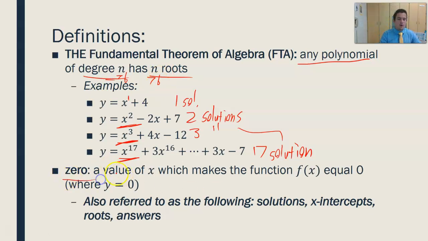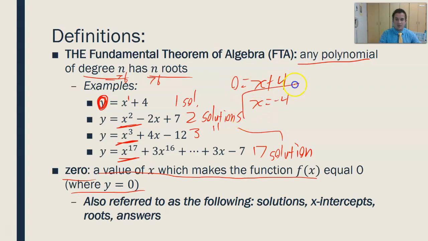Remember that a zero is a value of x which makes the function equal to 0. So like right here, if I put y in for 0, 0 equals x plus 4. If I solve for x, my answer is going to be x equals negative 4. One solution. That's all I have, right?